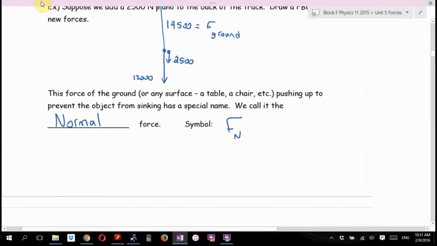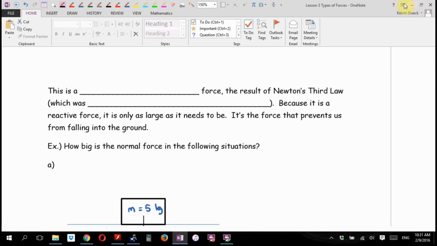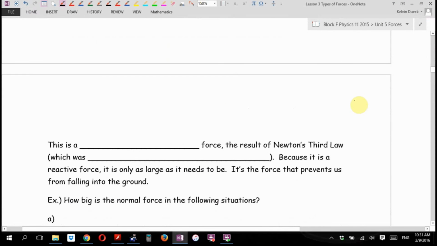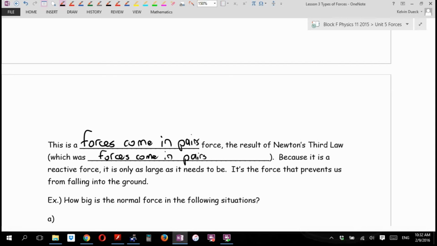The normal force. This is a forces come in pairs force. It's a reactive force, if you want to call it that way. The result of Newton's law, which was forces come in pairs. Because of that, because it's only reacting, it's matching the force, it's only, Alex, as big as it needs to be. Beyond a certain point, eventually it can't get any bigger, and then the ground will cave in. That's what a jackhammer does, for that matter. Okay, so you can't apply a bigger force than the ground can put out, but otherwise it's only as big as it needs to be.